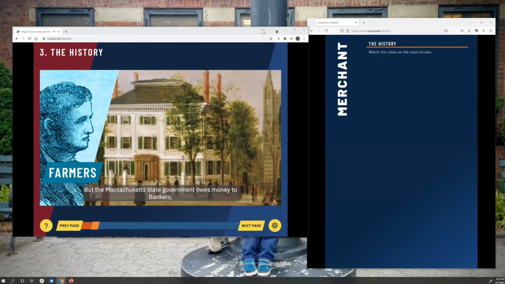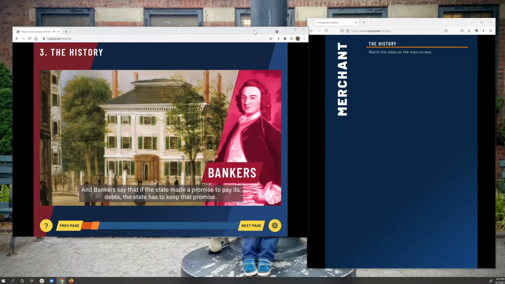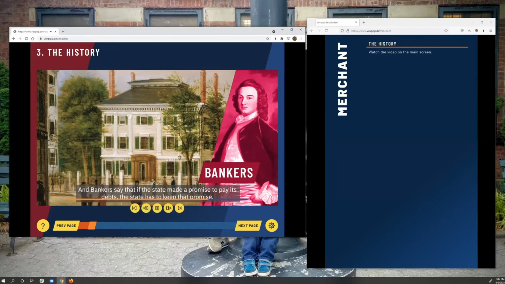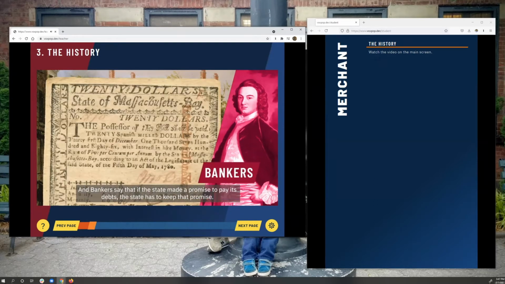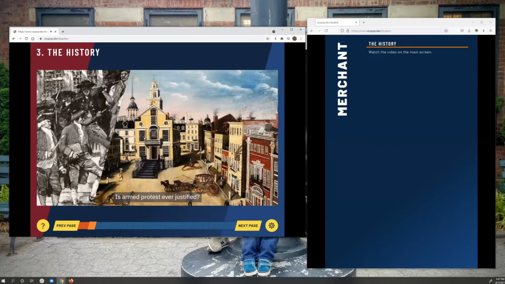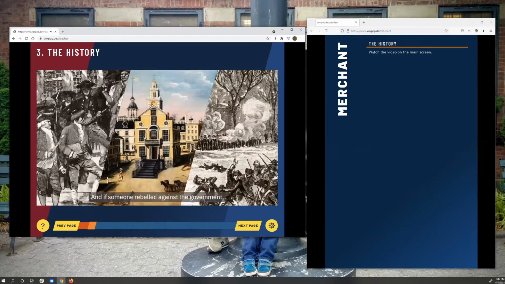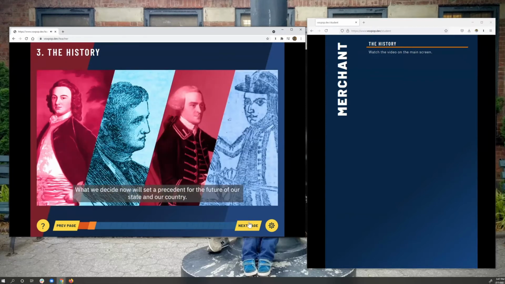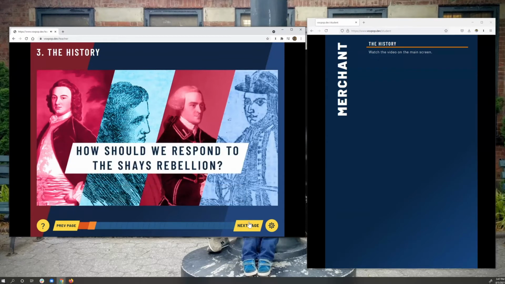But the Massachusetts state government owes money to bankers. And bankers say that if the state made a promise to pay its debts, the state has to keep that promise. Or else who will ever trust us or our elected officials? How should we hold citizens and state governments accountable? Is armed protest ever justified? And if someone rebelled against the government, do they still deserve a say in how that government is run? Our new country is still figuring out these basic questions. What we decide now will set a precedent for the future of our state and our country. How should we respond to Shays' Rebellion?